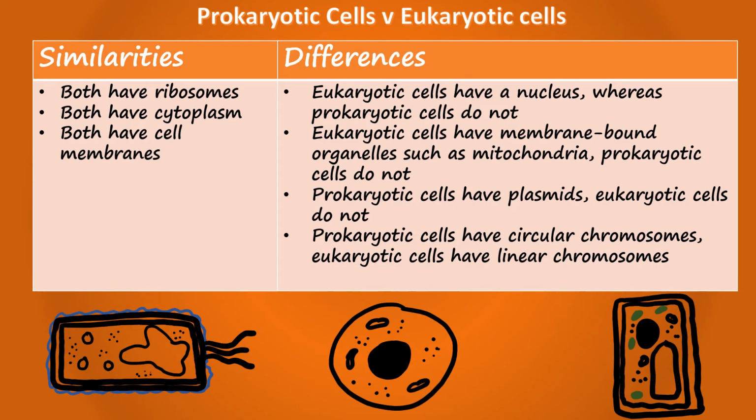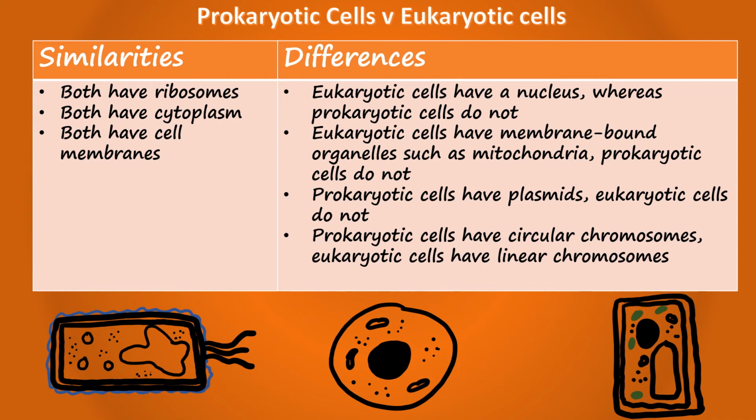When comparing the similarities and differences between prokaryotic cells and eukaryotic cells, we can see that they both have ribosomes, they both have cytoplasm, and they both have cell membranes. The key differences are that eukaryotic cells have a nucleus where the DNA is found, and prokaryotic cells do not. Eukaryotic cells have membrane-bound organelles such as mitochondria, whereas prokaryotic cells do not have these.